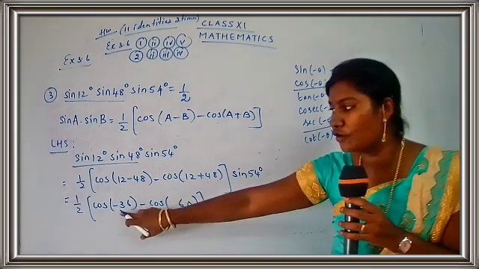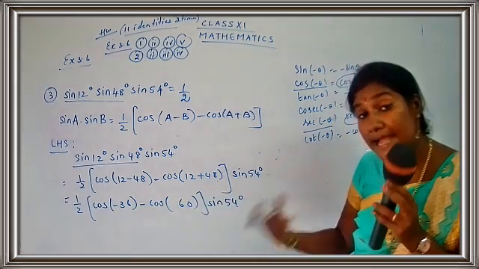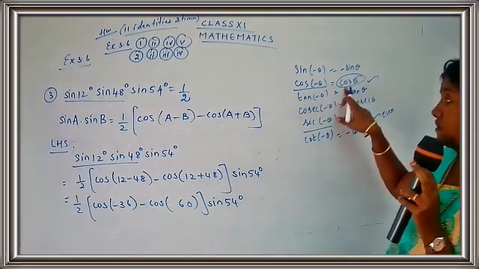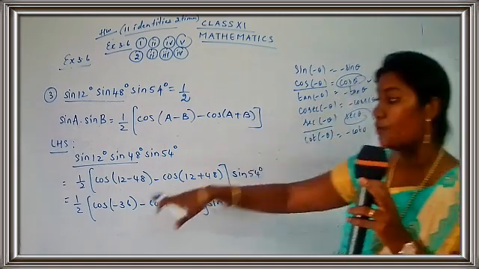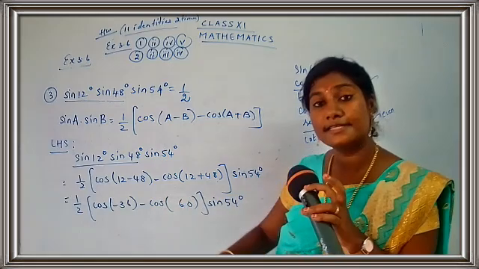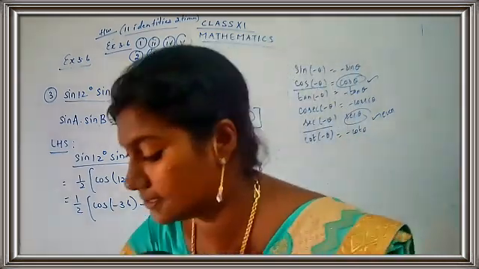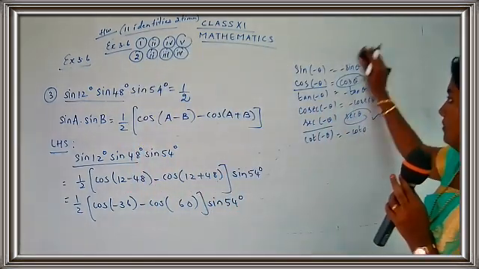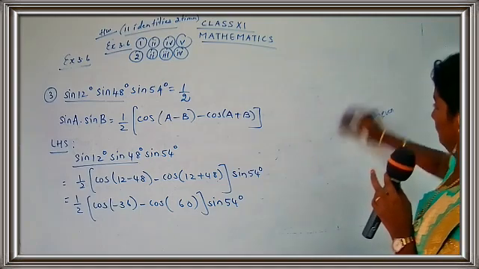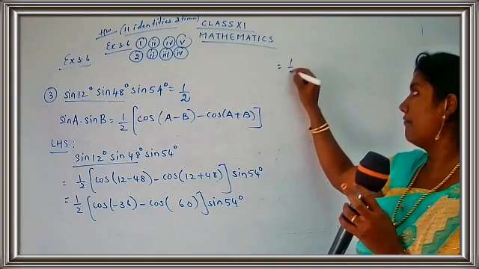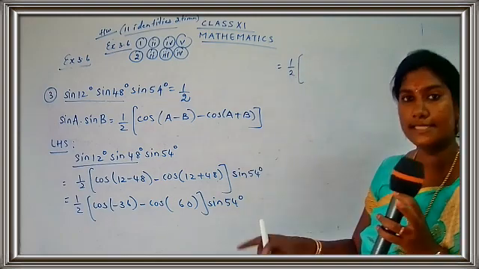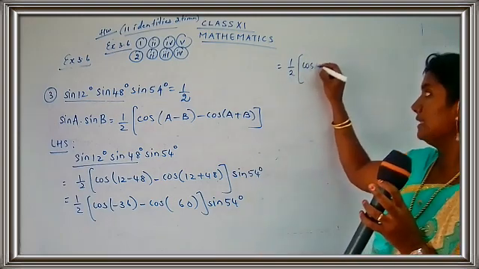So what will happen to cos minus 36? Cos minus theta is cos theta. The minus theta will change to plus theta. So minus 36 will change to plus 36. So just write down here, therefore, equal to half of the cos minus 36 will change to cos 36.